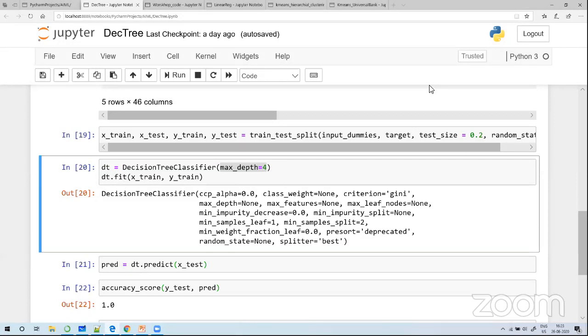Alpha beta pruning is based on something called the cost of complexity. Unless you understand the cost of complexity, you see here ccp_alpha is equal to 0.0. We did not give anything. But if you first understand how the cost of complexity is calculated, then you will understand that. That's a slightly deeper concept, which would easily take another 30-40 minutes to explain. Not required for a beginner.